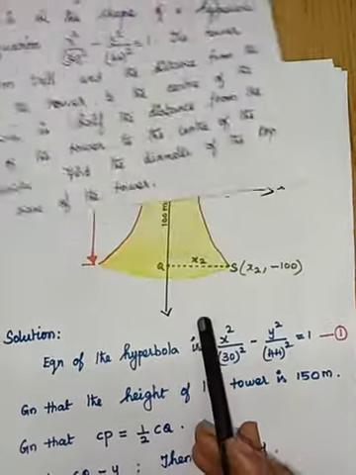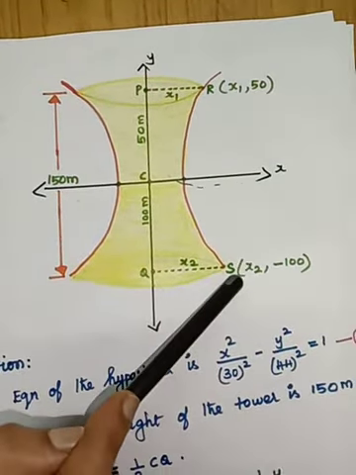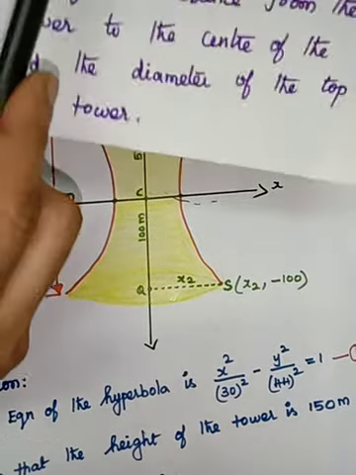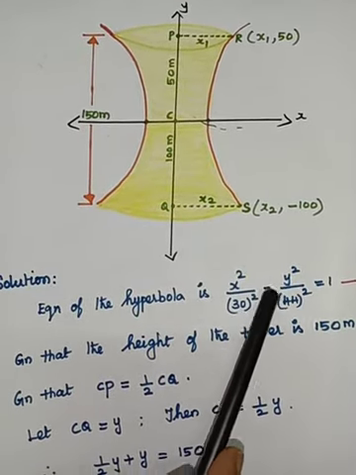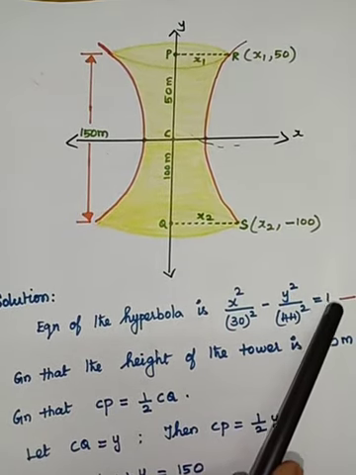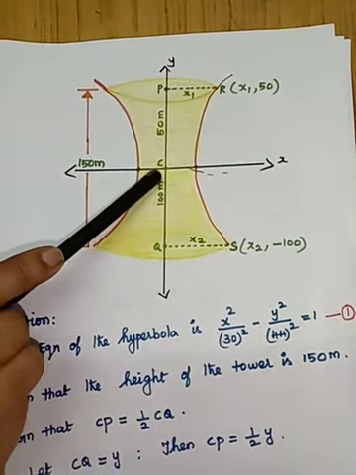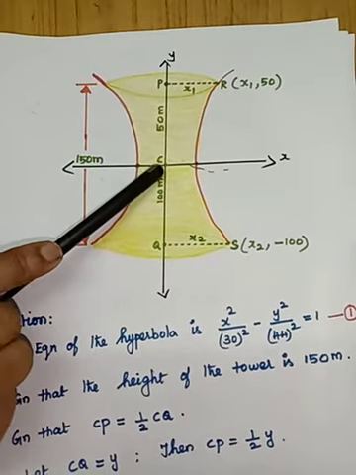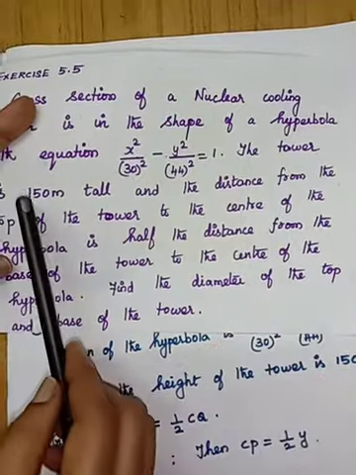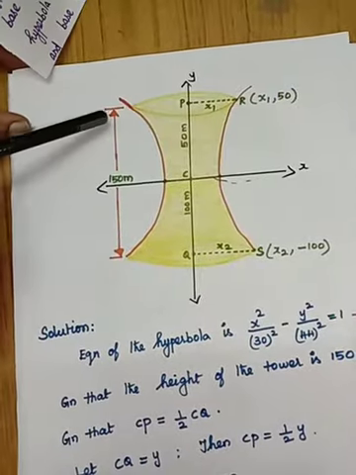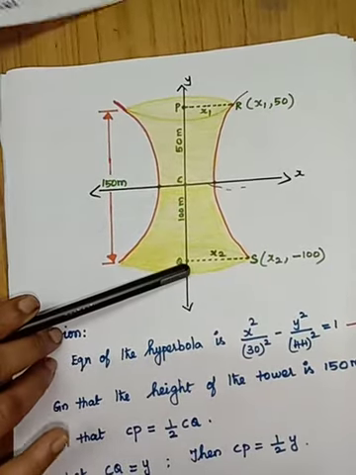Okay, so see that the cross section of the tower is in the form of a hyperbola. I have drawn a hyperbola. Equation is given. So the equation of the hyperbola is x squared by 30 squared minus y squared by 44 squared is equal to 1. So I have drawn the x-axis and y-axis and the origin is called the center of the hyperbola. So here in this problem it is given that the tower is 150 meter tall. So the height of the tower is 150 meter. PQ distance is 150 meter.